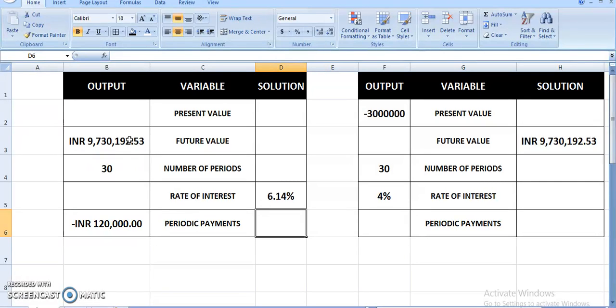at the end of every year. So what this means is that at the end of every year, I'm investing 1,20,000 at the rate of 6.14%. So at the 19th year, I invest 1,20,000 at the interest of 6.14% for me to get 97 lakhs 30,192.53 rupees. Right? So if I want to retire earlier and I still want the same amount of money, I should invest it at 13%.